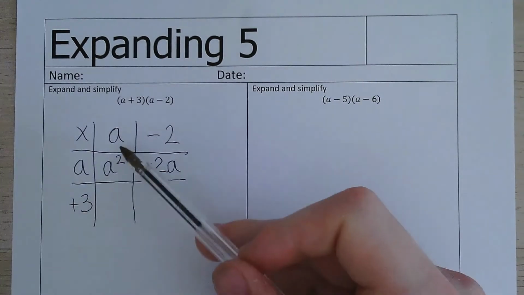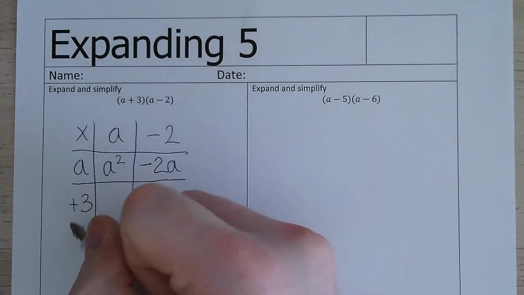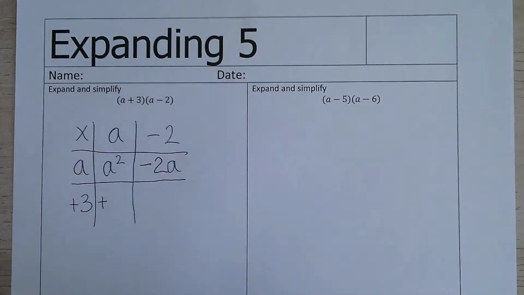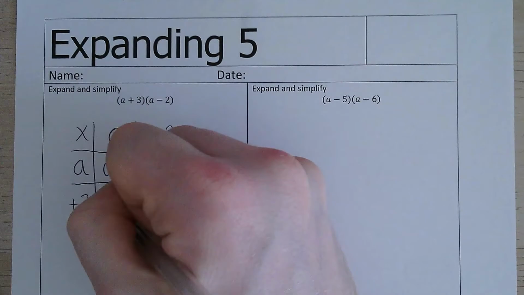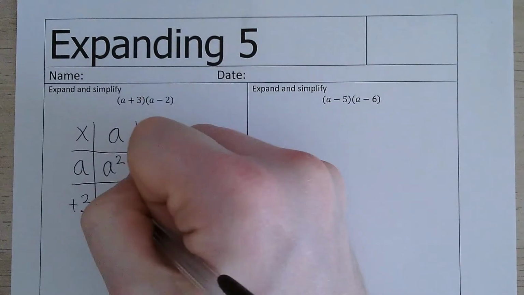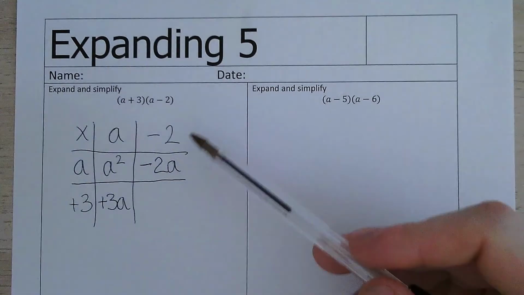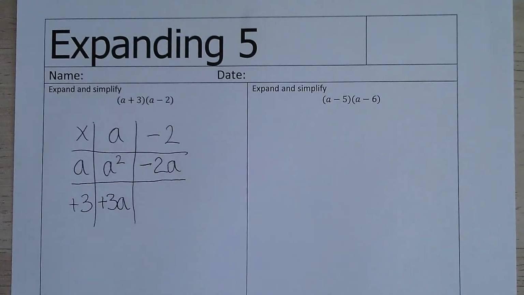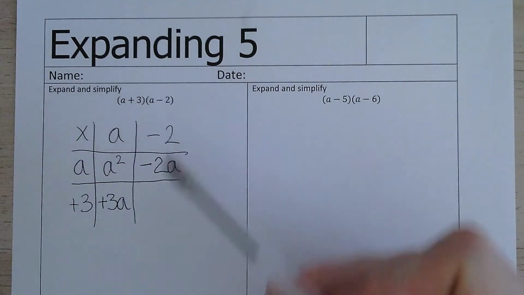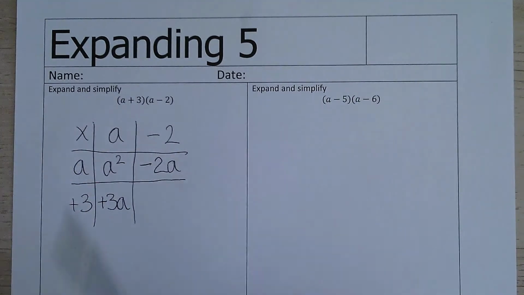Next is positive 3 times A. This will give us a positive value. 3 is the only number, and A is the only variable. And finally, it's positive 3 times minus 2. Again, a common mistake at this point is to just do 3 take away 2 and write in 1. But for the grid method, we are multiplying.